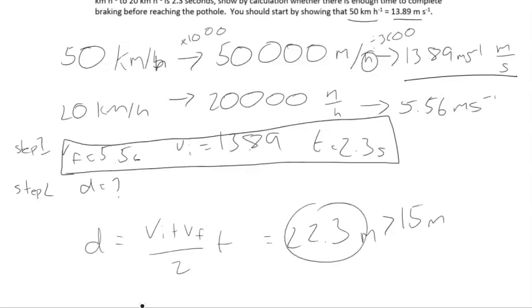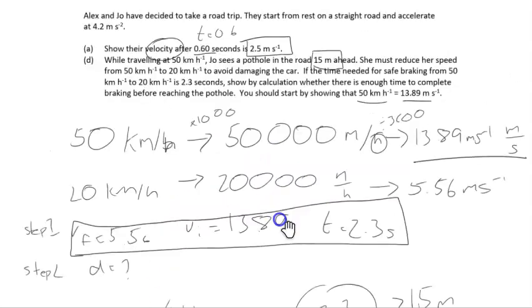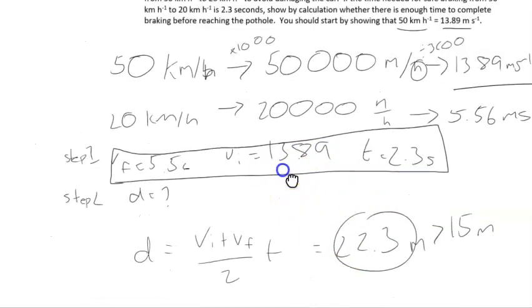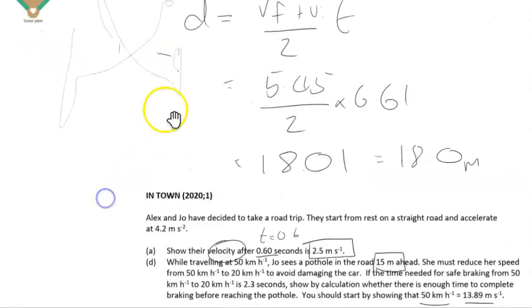So you can see that that is greater than 15 meters. Going back to the question, we would say that no, there is not enough time to complete the braking before reaching the pothole, because it would need 22.3 meters to brake successfully. Okay, I hope that helps. That's the first video on kinematics, just looking at acceleration in a straight line.